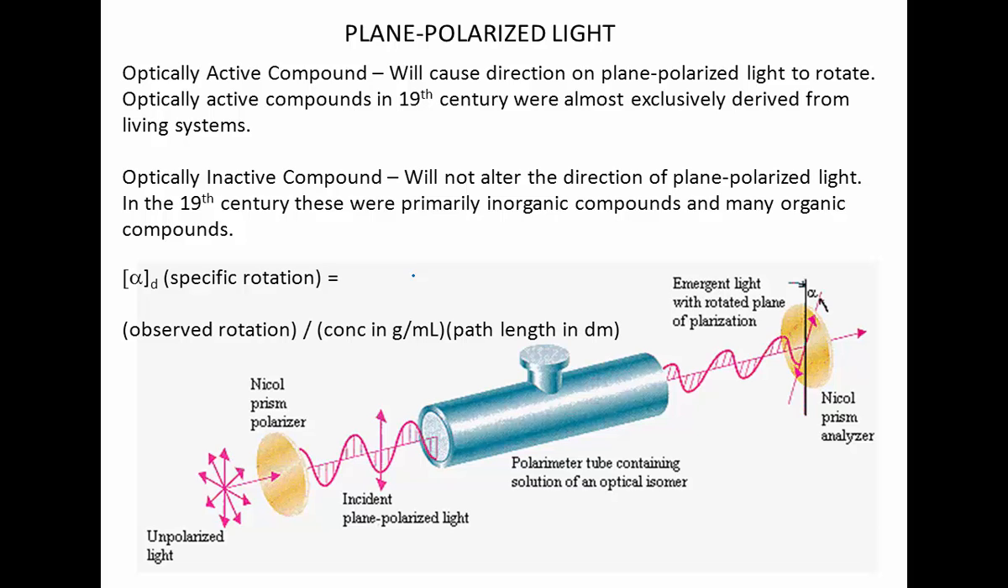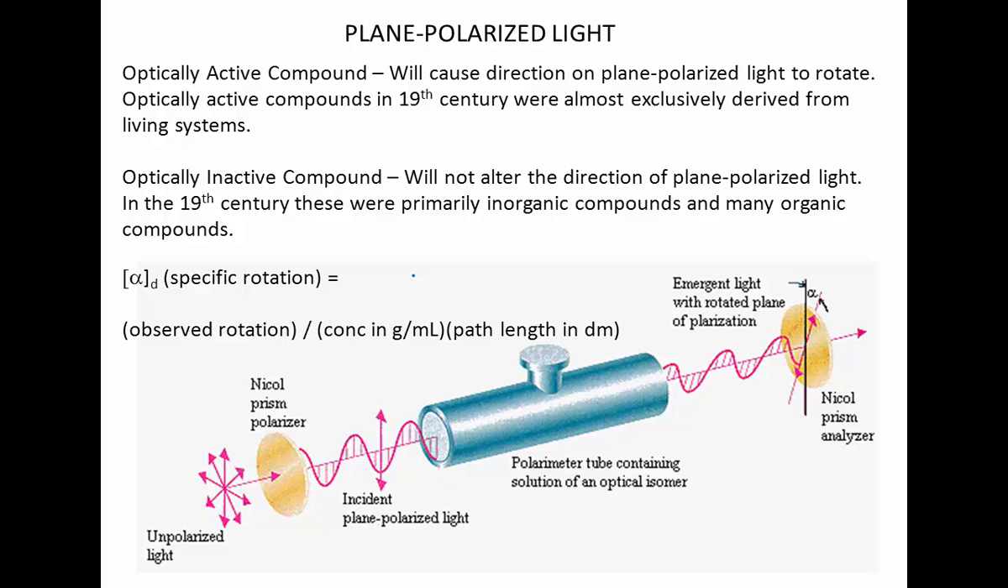Okay, let's look at the physical property that allows us to identify enantiomers, and I'm going to talk a little bit about the historical significance of this as well. Back in the 19th century, one of the ways people would characterize compounds was by whether or not they could rotate something called plane polarized light.